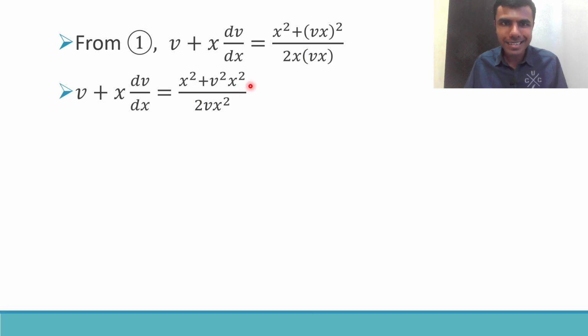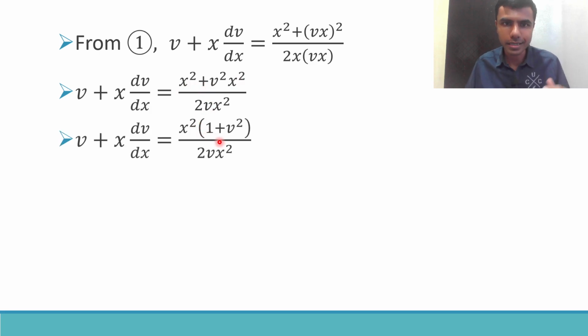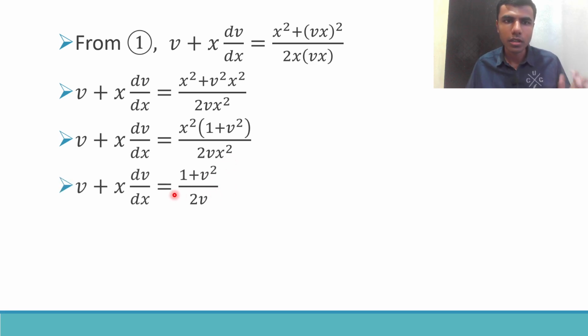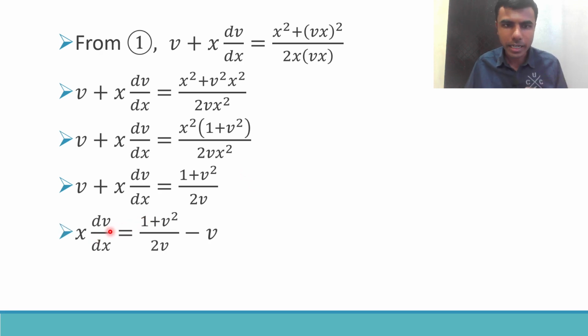Now in the numerator I can take x square common. Here I have x square plus v square x square, so I can take x square common. If I do that, I'd get this. Now x square and x square will get cancelled. I'm left with this. Now I'm going to get this v to the RHS. So I'd get x dv by dx is equal to this.